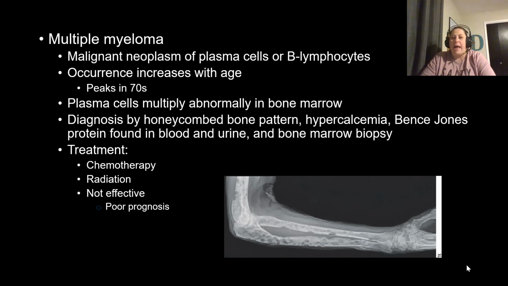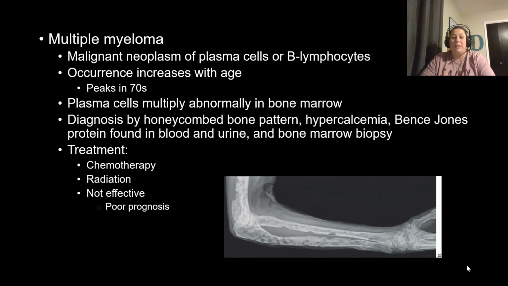They will also have what we call hypercalcemia, which is an increased calcium in their bloodstream. We also will notice that they have these special proteins called Bence-Jones proteins, which would be found in their blood and their urine. And of course, we would need to do a bone marrow biopsy to determine for sure. Now, the problem is, guys, this is not normally detected early on.